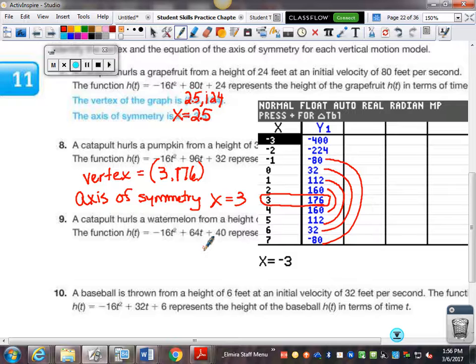Don't get lazy. Don't leave out x equals. Don't write axis of symmetry is 3. No, the axis of symmetry is not 3, because 3 is not a line. X equals 3 is a line, and the axis of symmetry is a line. So be careful about that.